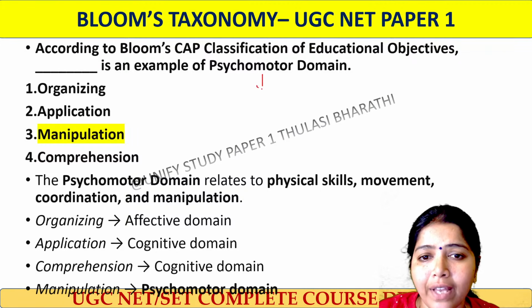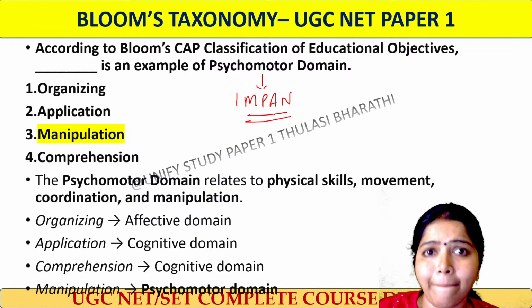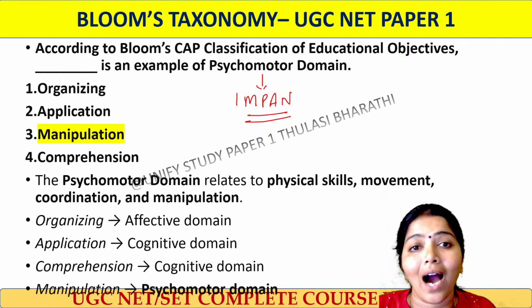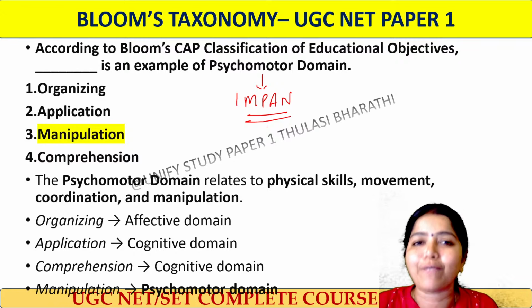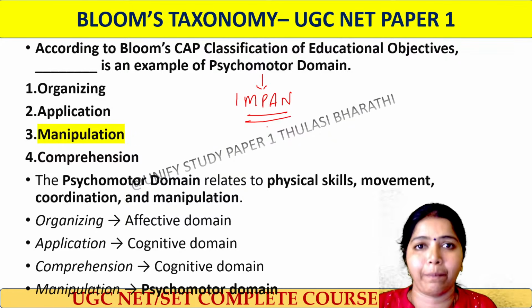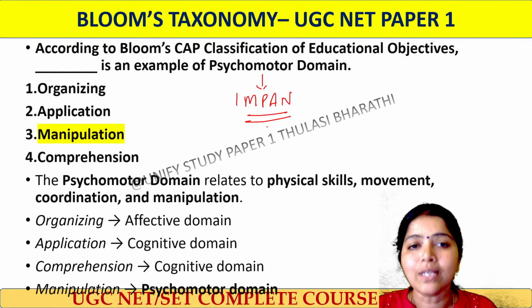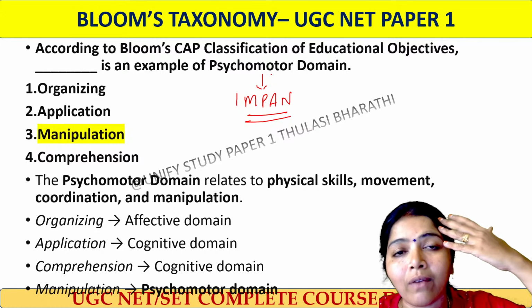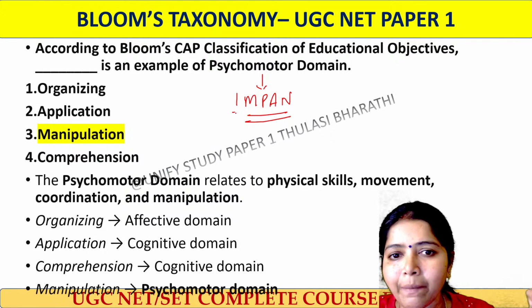See, in terms of psychomotor, we have these 5 terms. That is IMPAN, meaning imitation, manipulation, precision, articulation and naturalization. Usually I give the example of skipping for this one. See, when we skip, our children are the people who watch us and learn from us. So they imitate. Psychomotor talks about how we learn the skills. That is what psychomotor is.